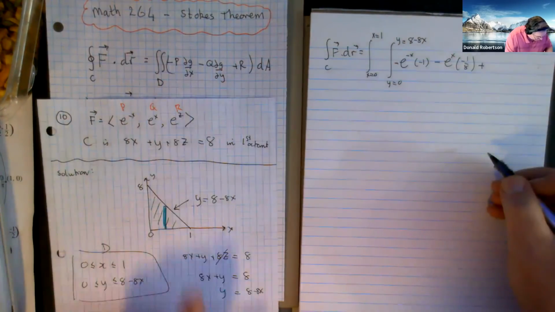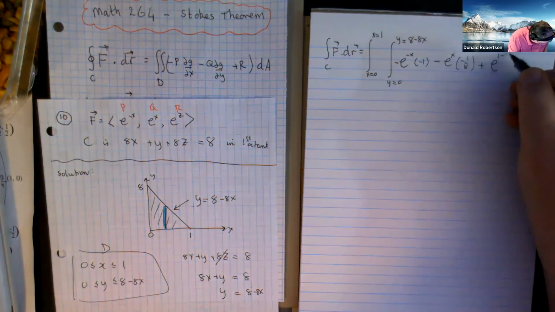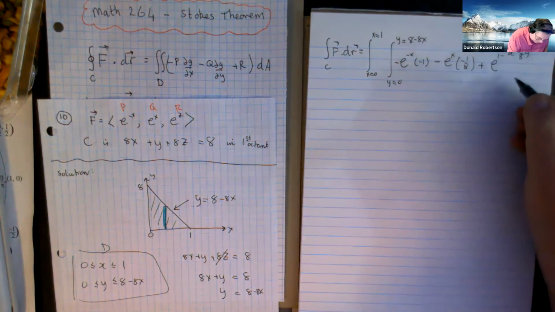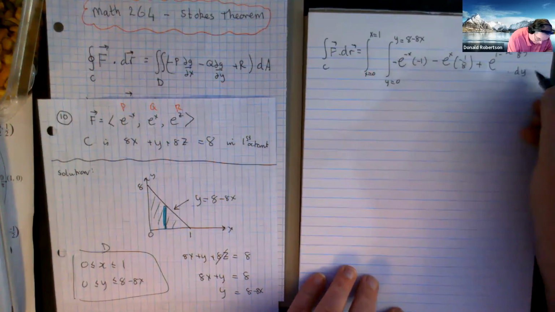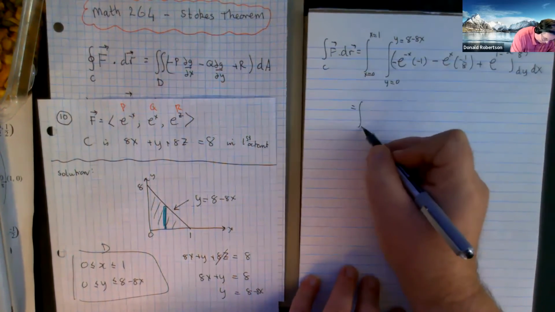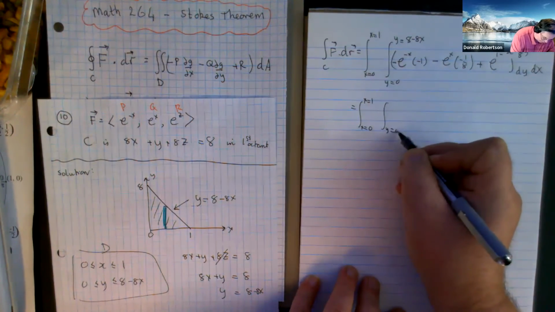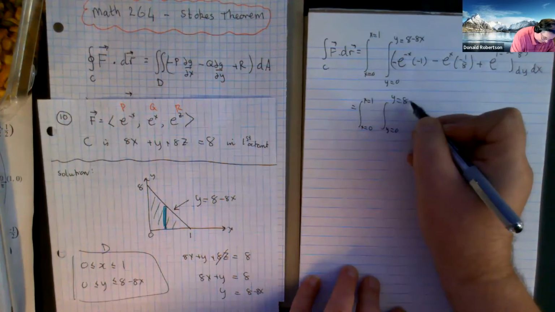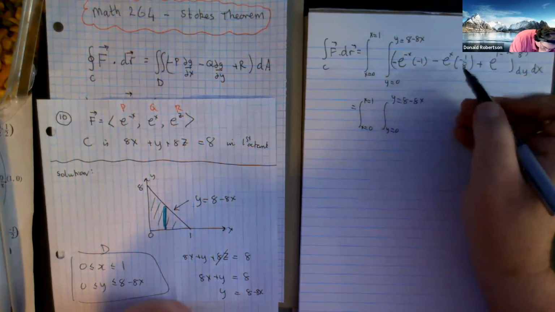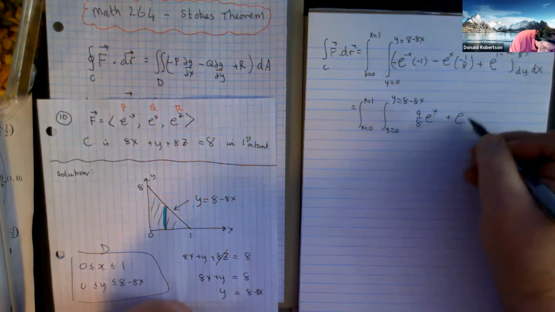Plus r, and r is just e to the z, and z is 1 take away x, take away 1/8 y, and we can do a dy dx on that. So tidy it up just a little bit. x equals 0 to 1, y equals 0 to 8 take away 8x. That's plus e to the x, that's plus an 8, so that's 9/8 e to the x.